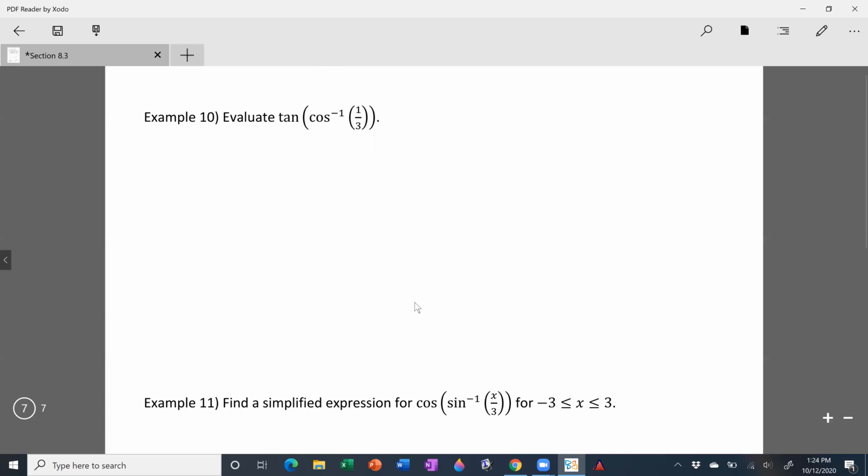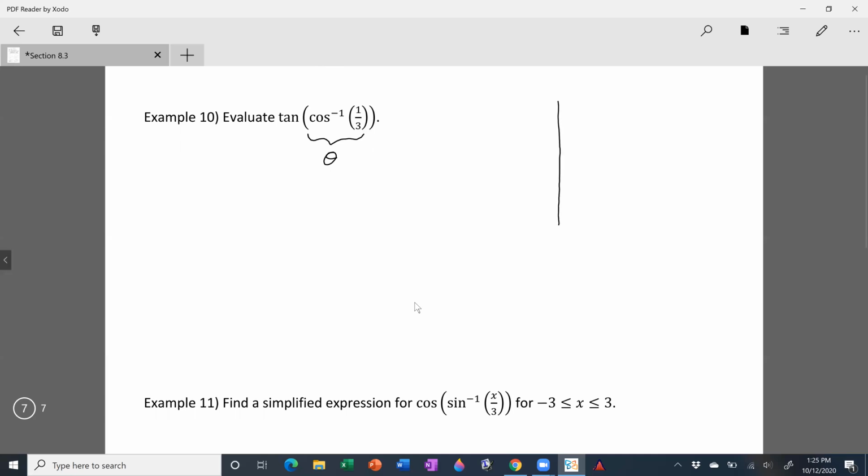So there are a couple of different ways that we can do this. I'm going to show you the technique that I like the best, and it really is drawing a picture. Note that cosine inverse of 1/3 is just going to come out as some angle, and then what we need to do is find the tangent of that angle. So we can actually find this answer without ever knowing what that angle is. And so this is the technique that I like to use.